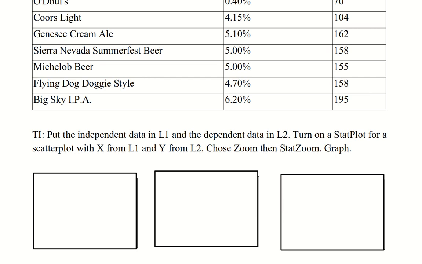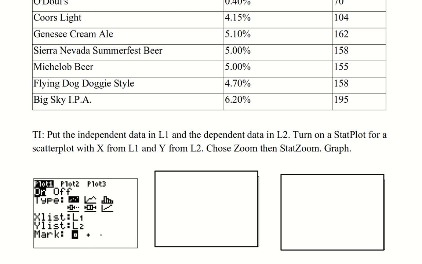So if we put the independent data, for us, that's the amount of alcohol, into L1, and the dependent data, that is the number of calories, into L2, we can now turn on a stat plot. So we go to stat plot, and then we go into a scatter plot. So we're going to select that scatter plot icon. Then we're going to go down and make sure that L1 and L2 are selected as our lists. You can use anything you like for the mark. Whatever the default is on your calculator is fine.